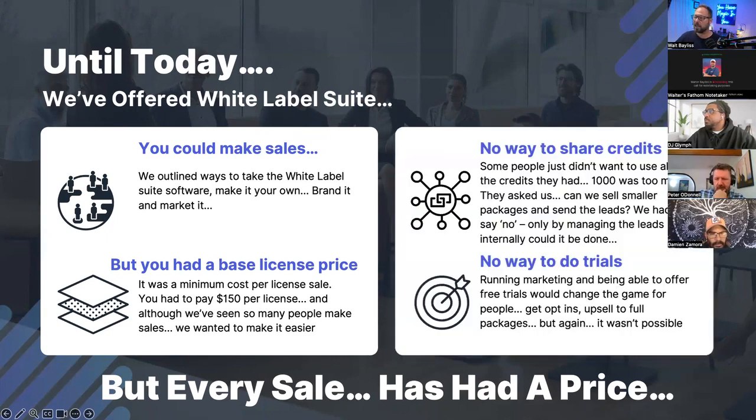Up until today, there was no way to share the credits that you had in your program. We had so many people say to us, hey, I don't really need 1,000 new leads this month. I just need 20, right? Or I just need 50, right? 1,000's too many. How can I share this out? Can I split it and profit from my system? And we had to say, no, we weren't set up like that. You bought your license and then you had to sell those licenses out to other people. You could manage your clients, you could kind of do it internally, but there was no way to do that.